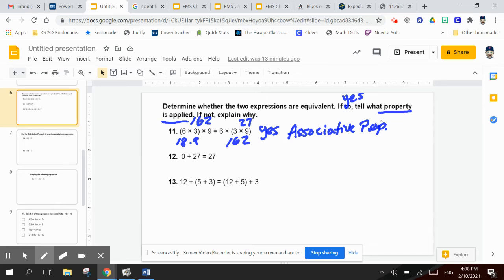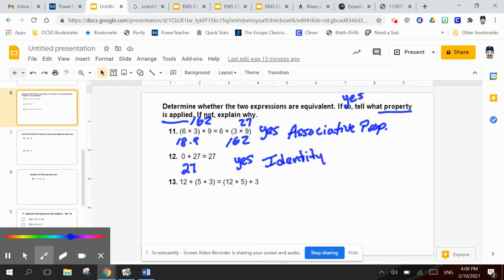Number 12, I have 0 plus 27 equals 27. So 0 plus 27 is 27. Does 27 equal 27? Yes. So then what property is being told? Since I'm adding 0, that is the identity property.